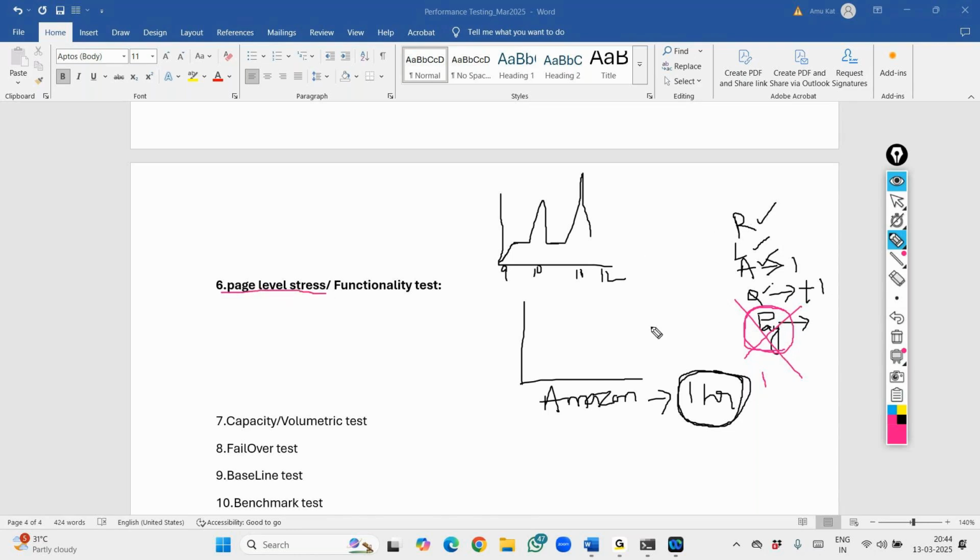If you have many pages and only one page is getting stressed a lot, that is called page level stress. Before implementing this type of deals into production, whether Flipkart, Amazon, Myntra or Costco, if they are implementing such deals for 1 hour, 2 hours, or 3 hours, prior to release they will be performing either a functionality test or page level stress in performance testing.